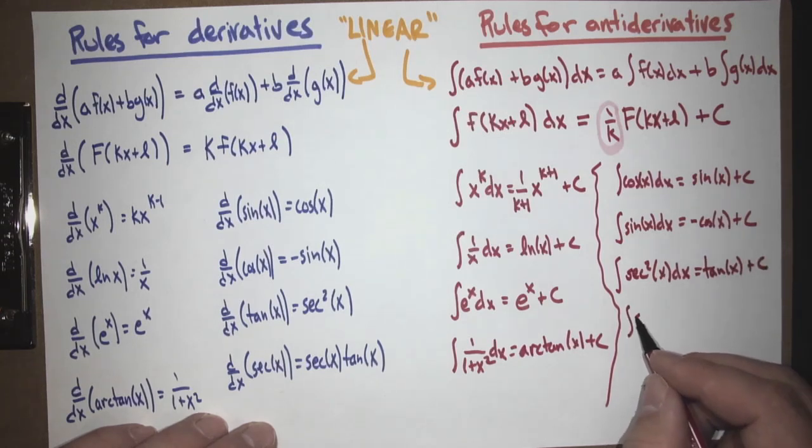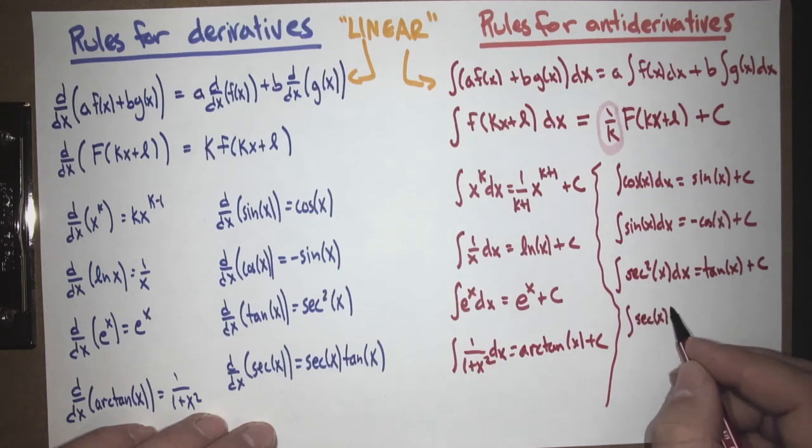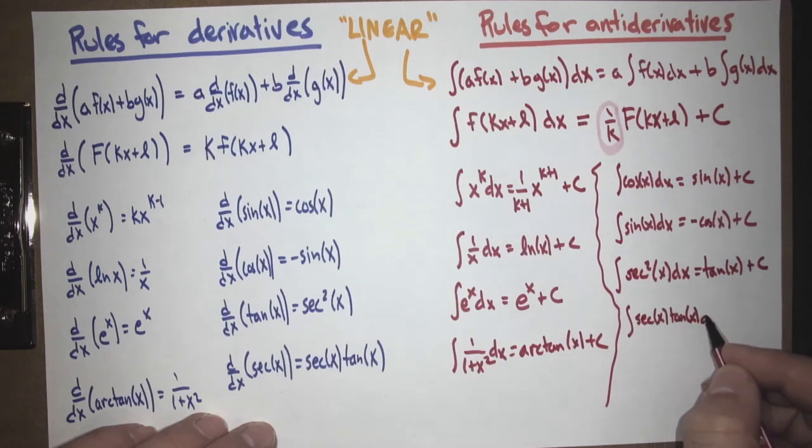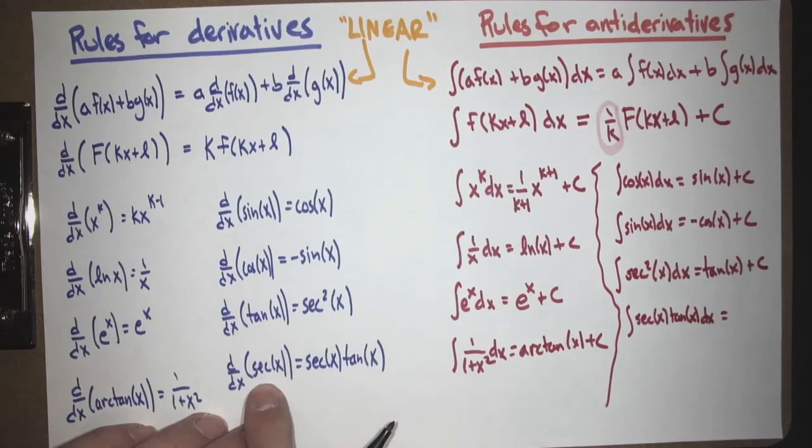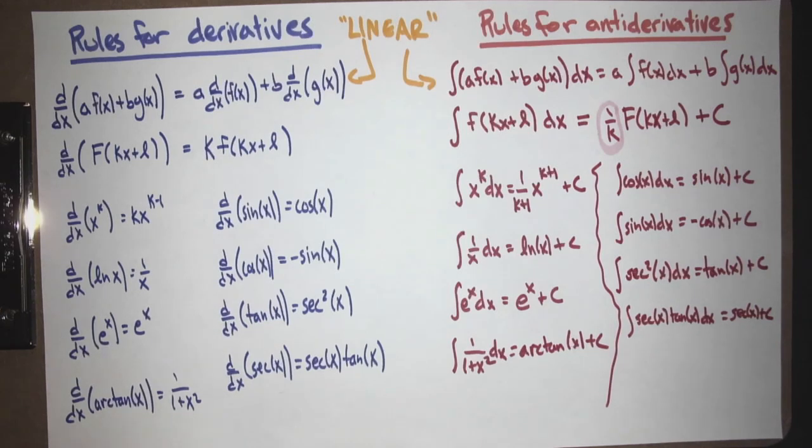Antiderivative of secant x tangent of x. What would that be? Secant x plus c. Do you want to see the two other ones that I haven't put on? Or do you just want to wait and do it organically?